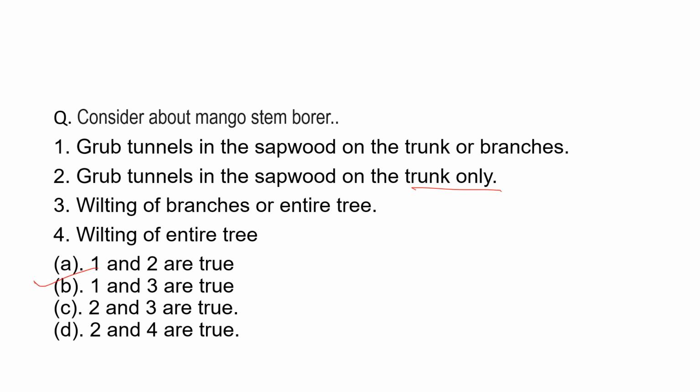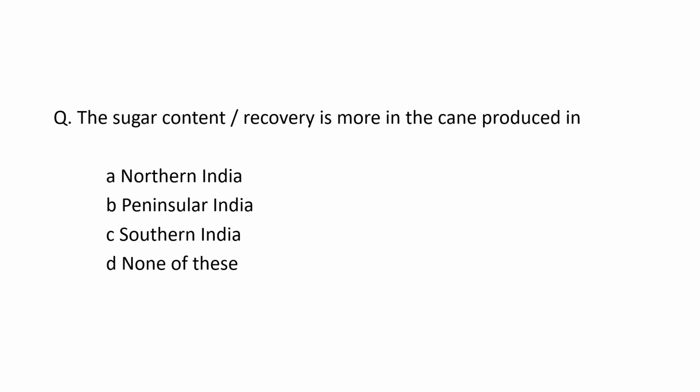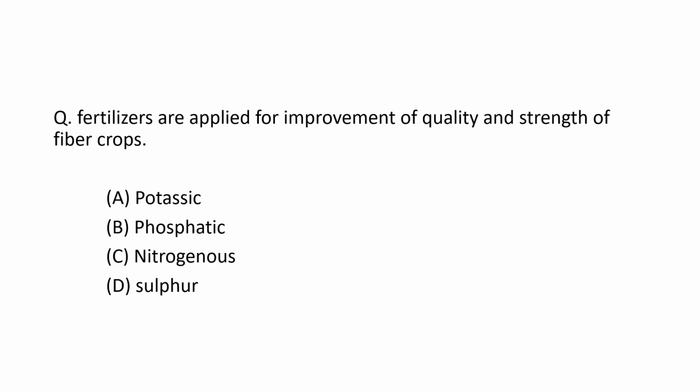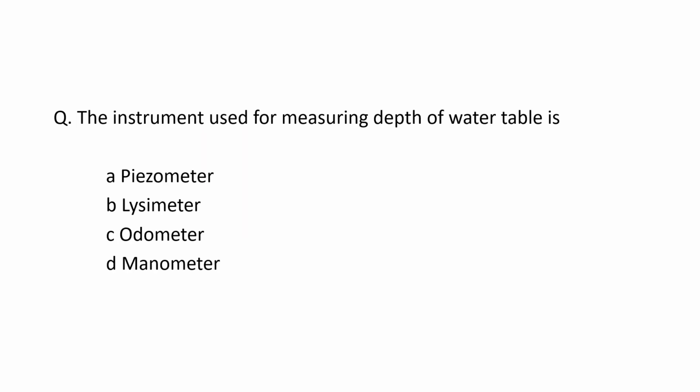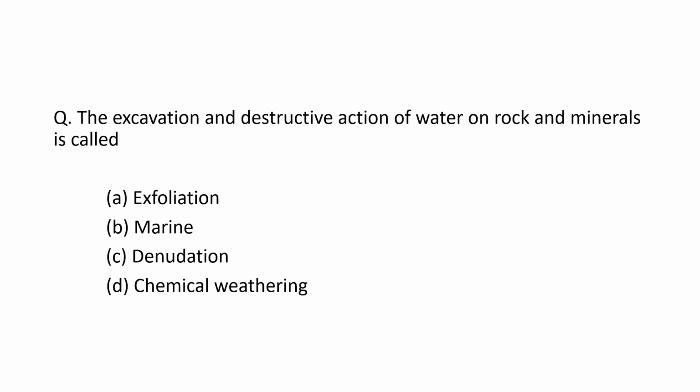The sugar content or recovery is more in cane produced in, the right option is southern India. Fertilizers are applied for improvement of quality and strength of fiber crops. The right option is A, potassium. The instrument used for measuring depth of water table, the right option is A, piezometer. The excavation and destruction action of water on rocks and minerals is called, the right option is C, denudation.